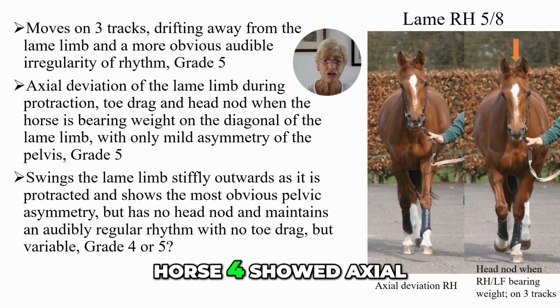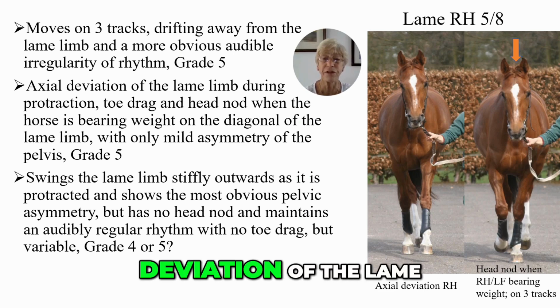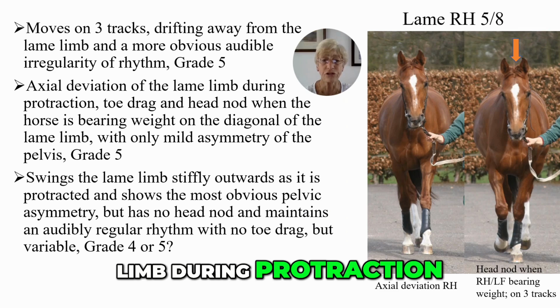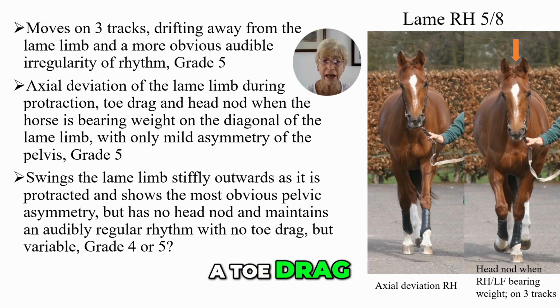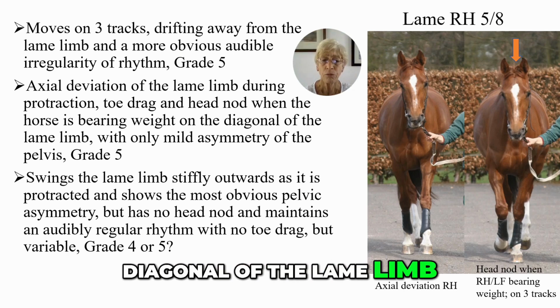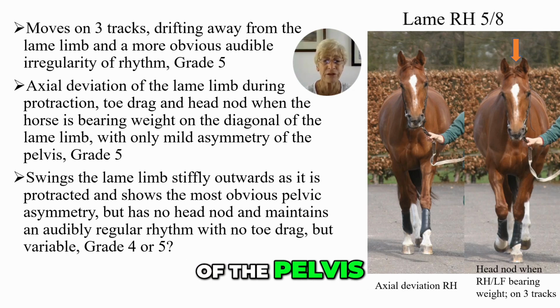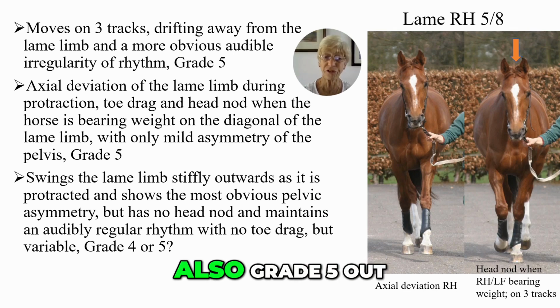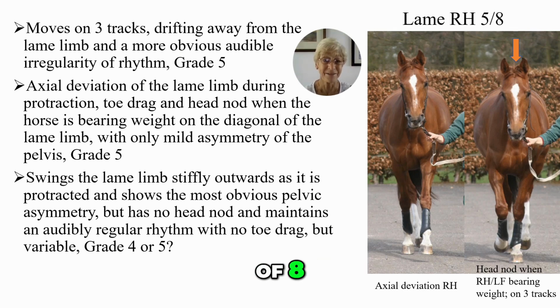Horse 4 showed axial deviation of the lame limb during protraction, a toe drag and a head nod when the horse was bearing weight on the diagonal of the lame limb, with only mild asymmetry of the pelvis. But this horse is also grade 5 out of 8.